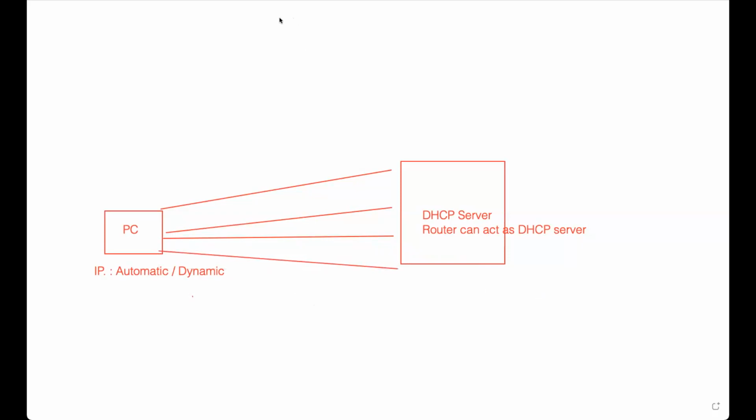So this process is called the DORA process. So what is the full form of DORA, guys? Discover, offer, request, acknowledgement. So these are the 4 steps to get an IP address from the DHCP server. So first step, the PC does not know where the DHCP server is, so it will send the discover packet.